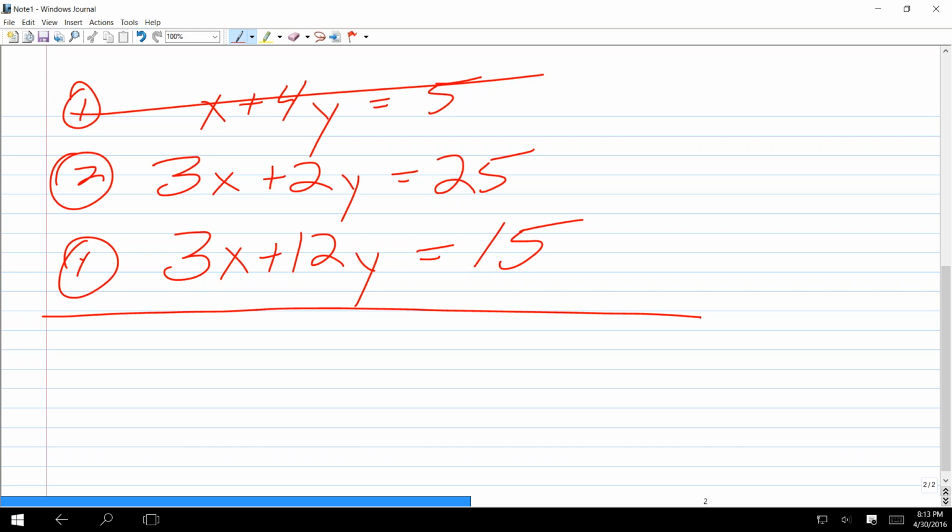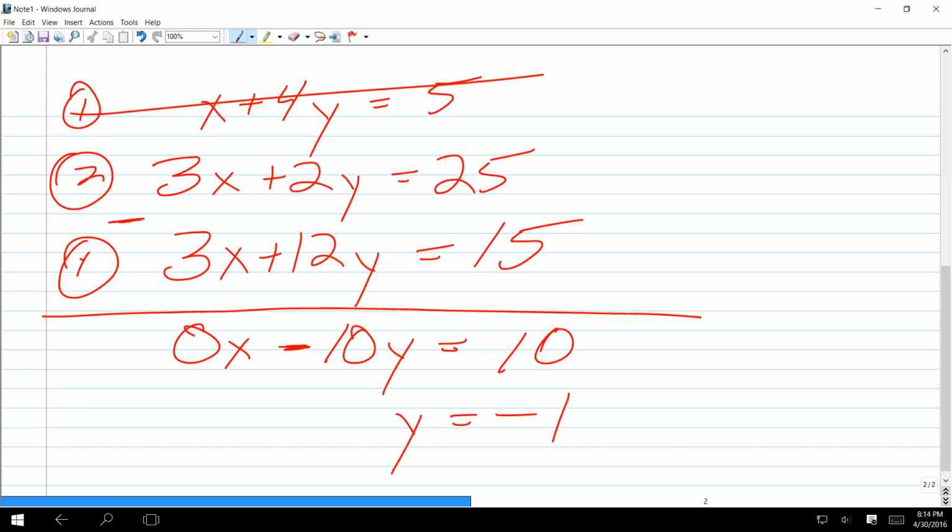I can still eliminate a variable because I'm allowed to subtract equations by the same rules of mathematics that allowed me to add equations. So if I subtract equation 1 from equation 2, I'm still going to eliminate a variable. I still get 0x. But it's a little harder to subtract than it is to add. I have 2y minus 12y, which gives me minus 10y, and then 25 minus 15, which gives me 10. So I still end up with the same solution. It's just I got it a different way.